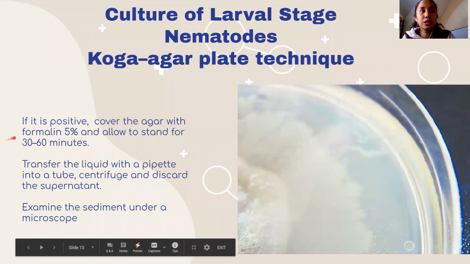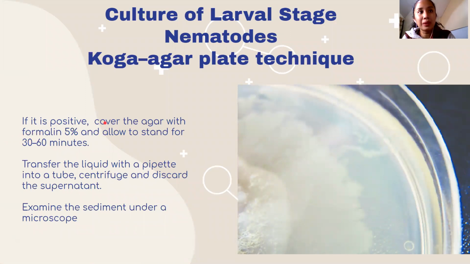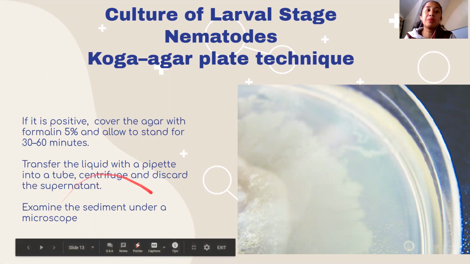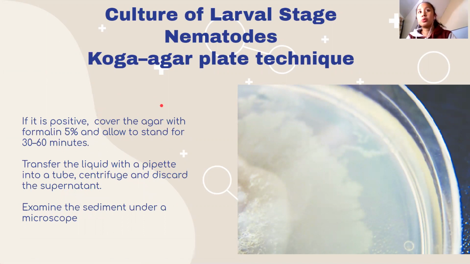If based on what you see in the stereo microscope it is positive, cover the agar with 5% formalin and allow to stand for 30 to 60 minutes. Then get the fluid. The larvae are probably already there. Transfer the liquid with a pipette into a tube, centrifuge it for 2 minutes and discard the supernatant. Examine the sediment under a microscope. And there you're going to see the larva stage.